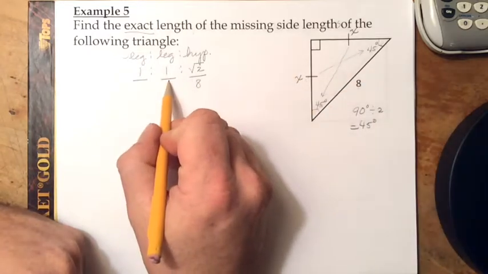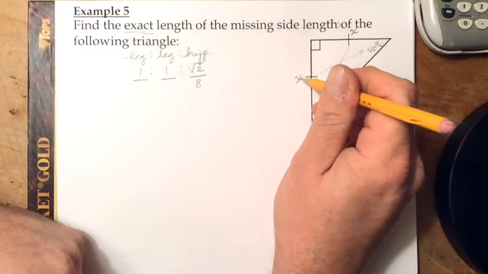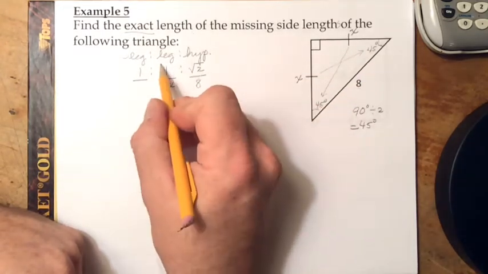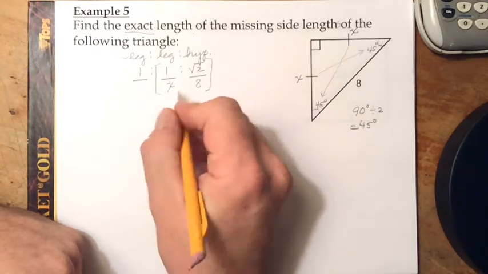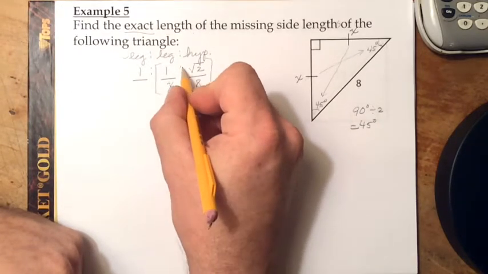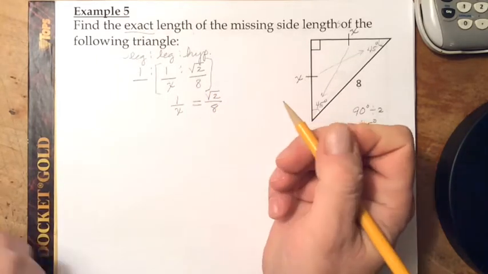So I'll just choose this one because it's closest in proximity here. But it's x. We don't know what it is, so I'm going to put an x there. Now all we need to do is use these 2 in a proportion. 1 is to x as, change the colon to an equal sign, the root 2 is to 8, and solve for x.